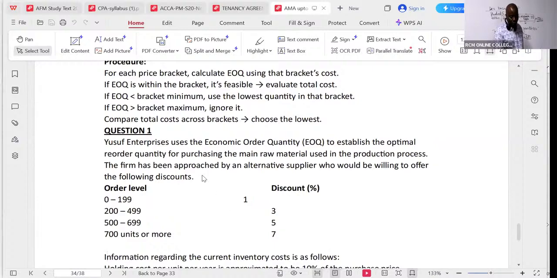We are told Yusufu Enterprises Limited uses EOQ to establish the optimal reorder quantity for purchasing the main raw material used in the production process. The firm has been approached by an alternative supplier who would be willing to offer the following discounts. So we have order level 0 to 199, they provide 1% discount. 200 to 499, they provide 3% discount.